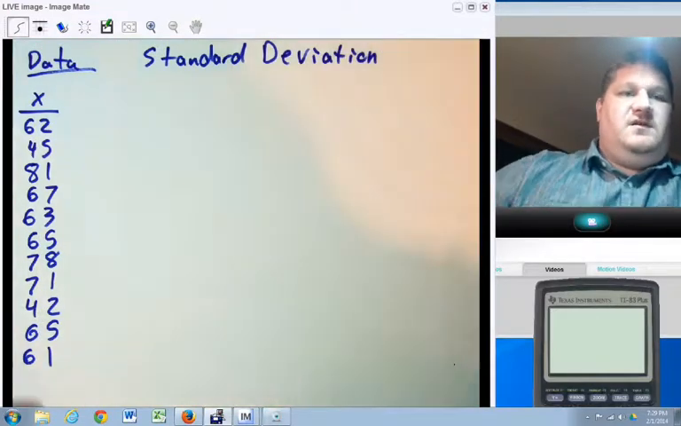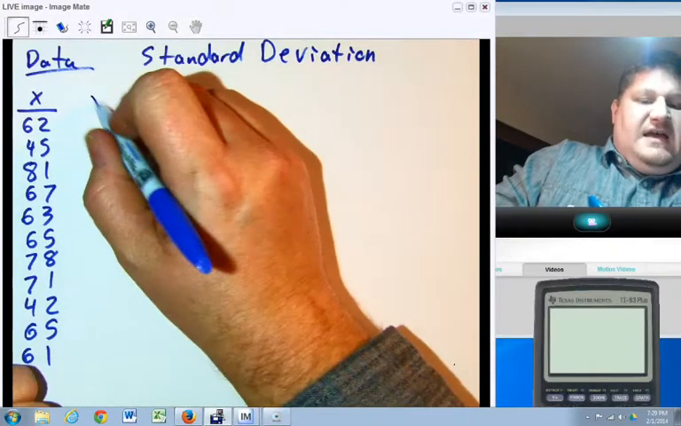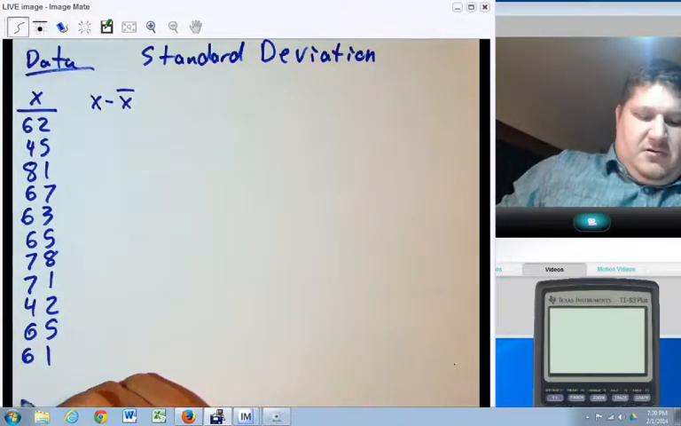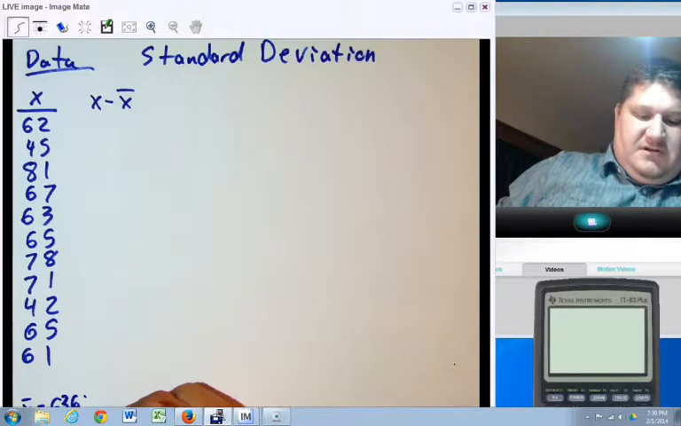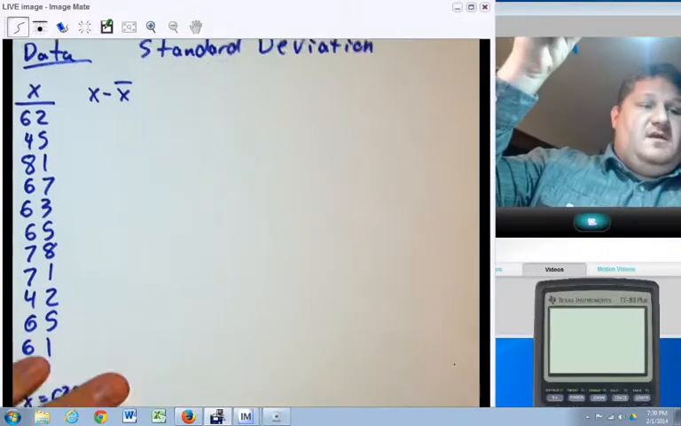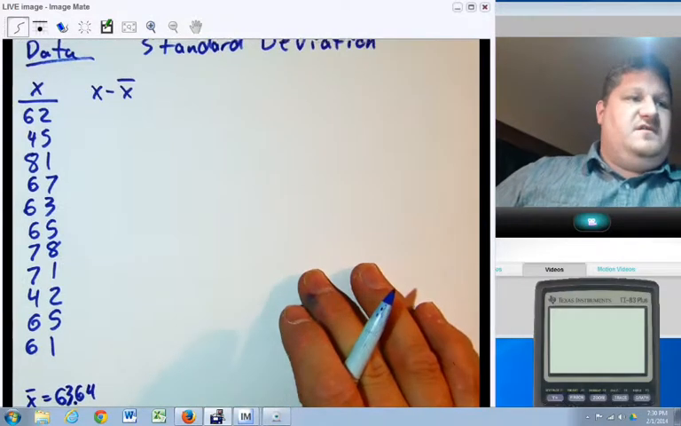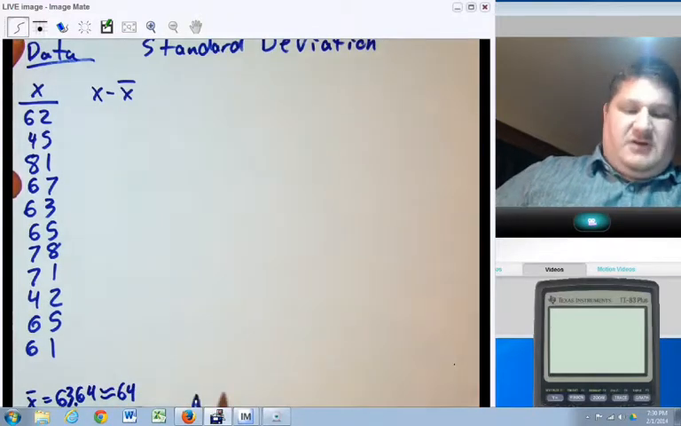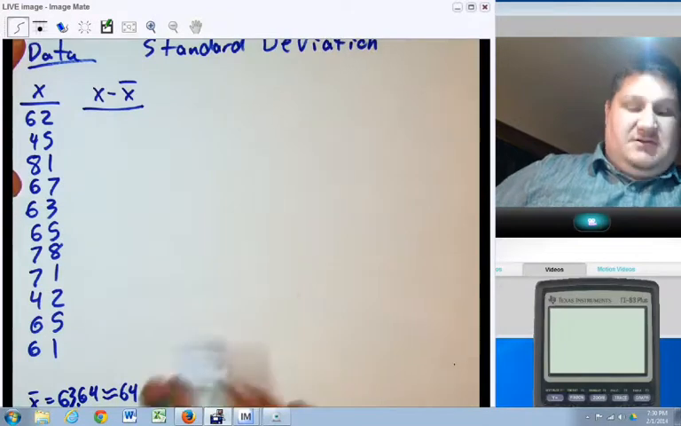Now, to finish this, what we're going to do is we're going to take x minus x bar. Now, x bar, if you'll remember, was 63.64. Now, for ease of use in this example, I'm going to approximate this to be 64. Now, to actually get an accurate number, you would need to use 63.64. But so that everything looks a little bit prettier and easier to understand, I'm going to use 64 on this one.